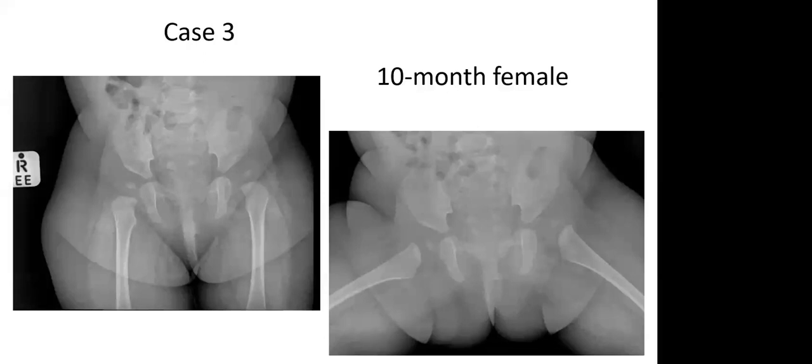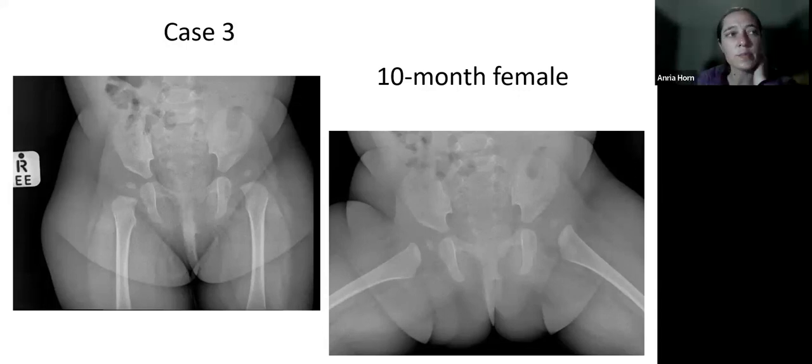So this being a 10-month-old is quite young still. It's probably just before starting to walk. So I think at this stage, because she's way too old for a Pavlik harness, I would attempt a closed reduction of that left one, closed reduction in spica.